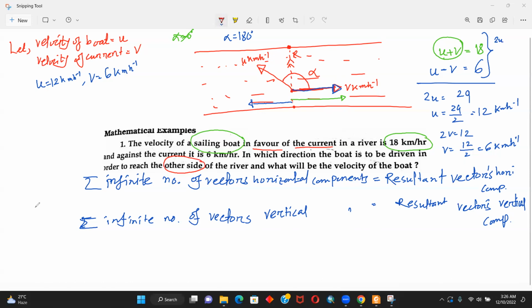Okay, so what is the equation for using the vertical components? There are two vectors, u and v, working on this particular object. Let me know what the vertical components are. What is the vertical component for v?